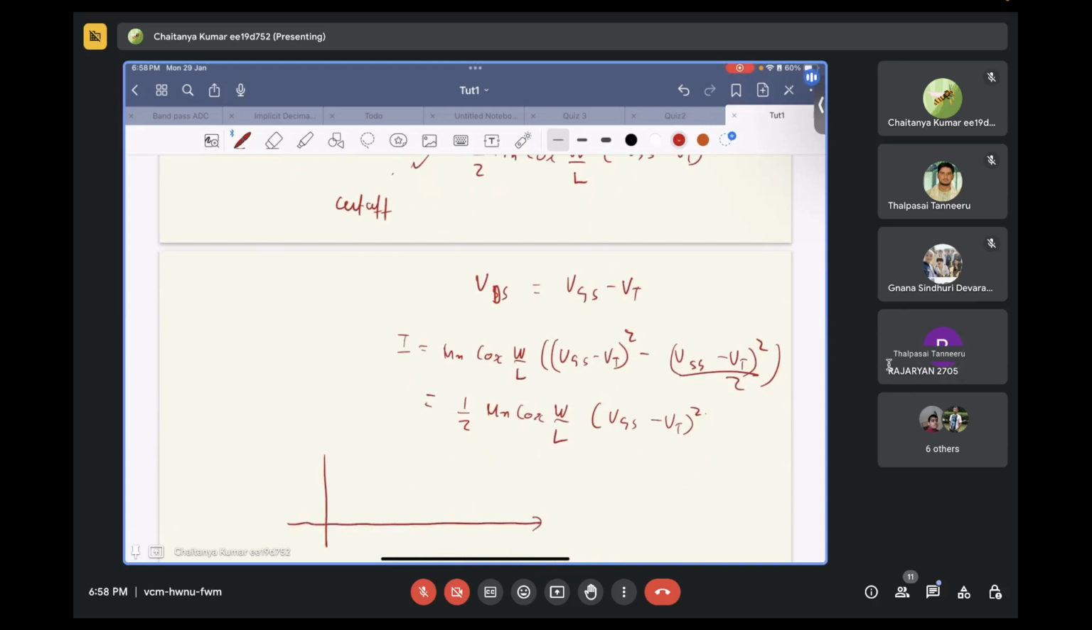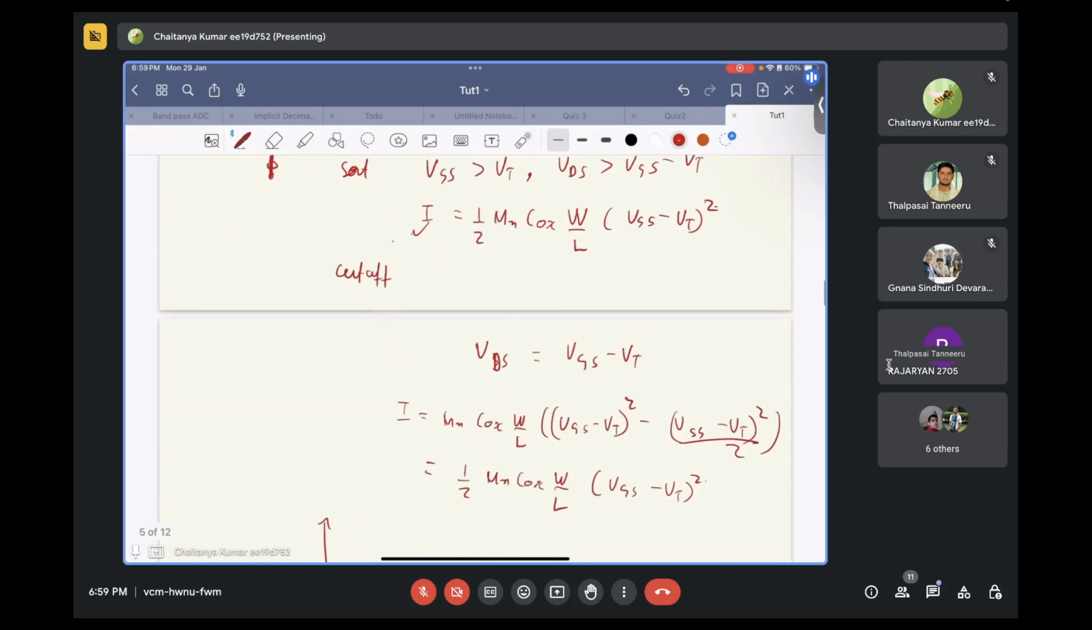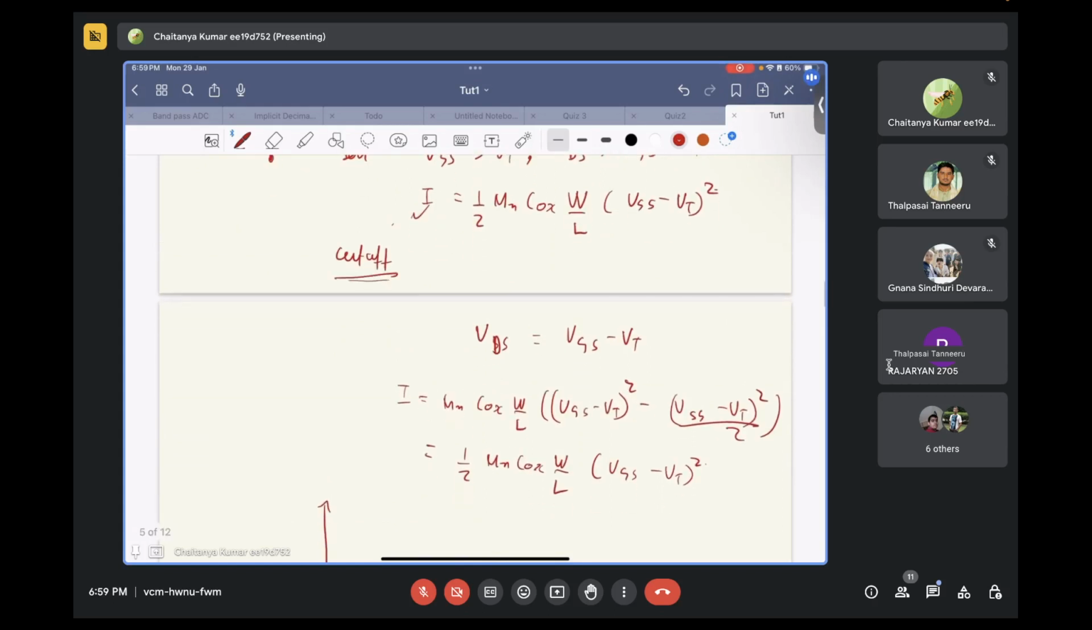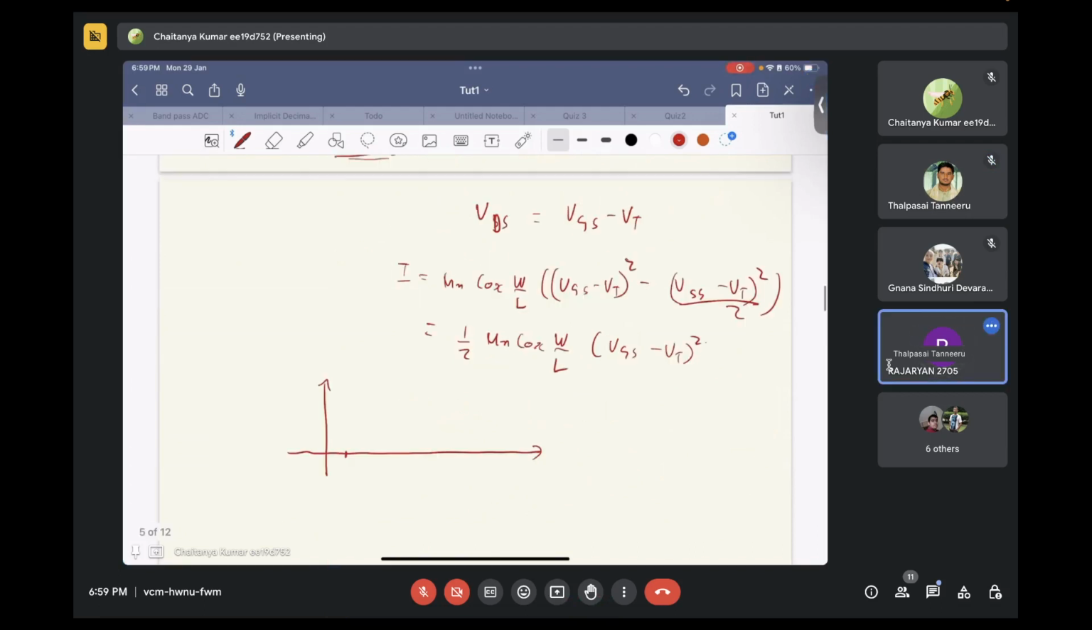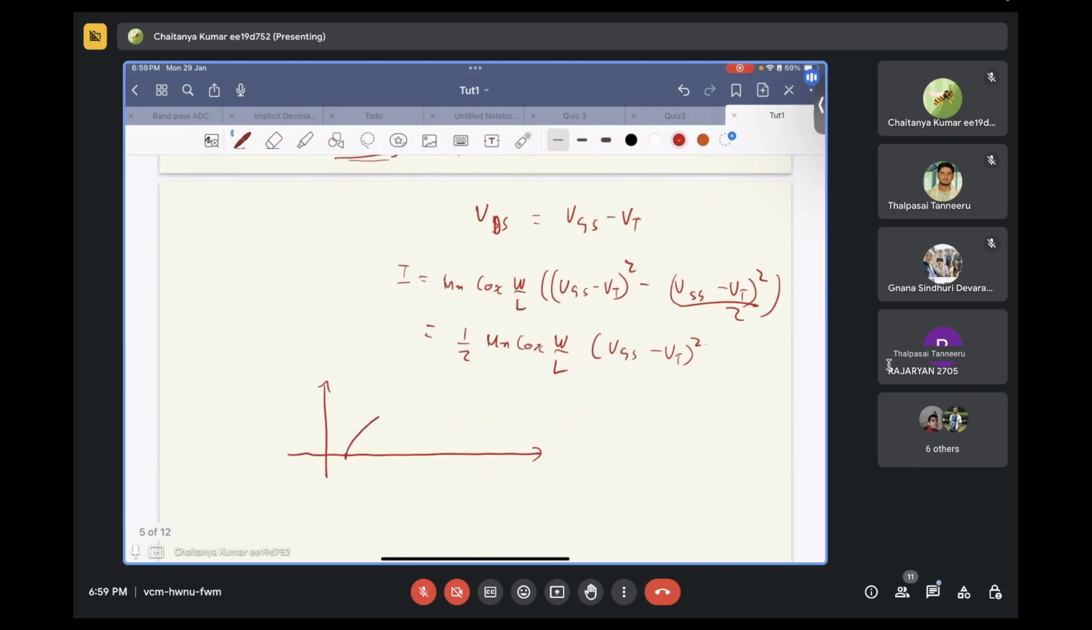Mind it, in nature no curve that you see is a discontinuous curve. You always find continuous curves. So it basically does something like this. And for cutoff, the condition is obviously VGS less than VT, and the current is 0.